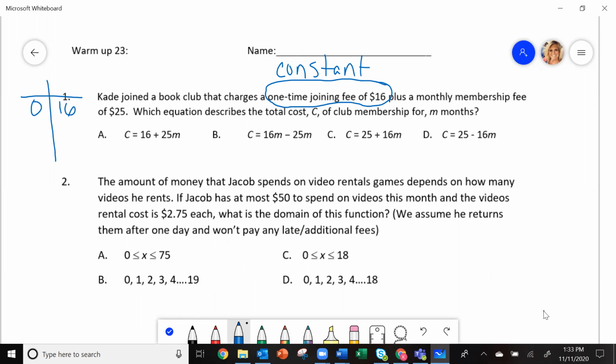That's my y-intercept. The next thing it says is the monthly membership is $25. That means that after 1 month, it goes up by $25. So that's 41, I believe. This is my rate of change, or my slope.